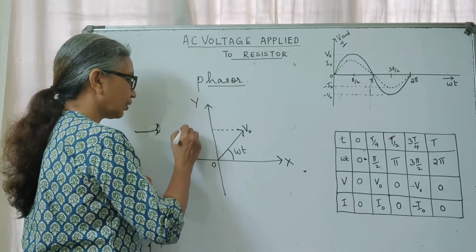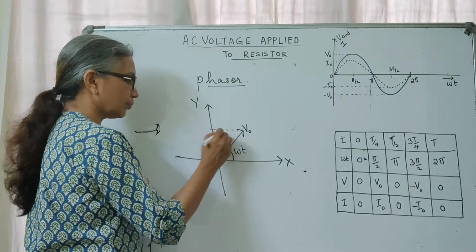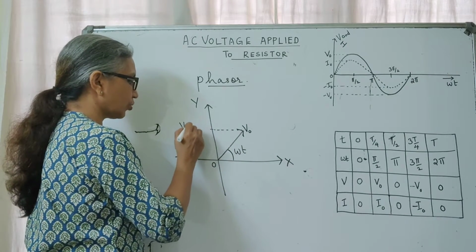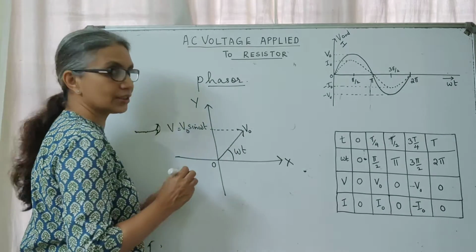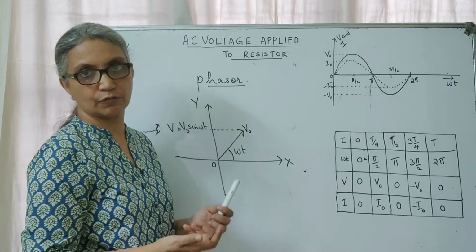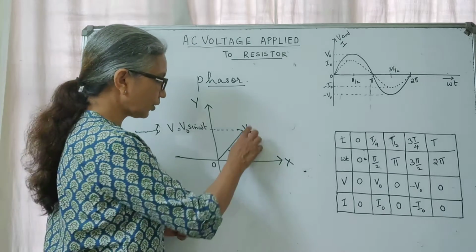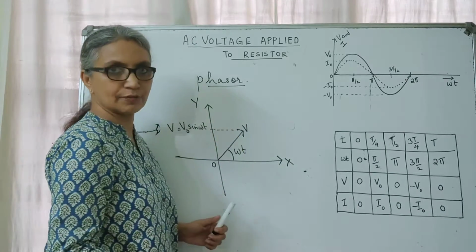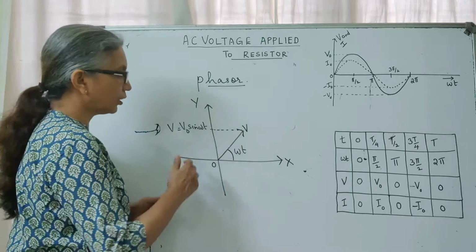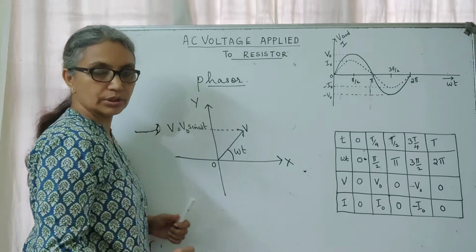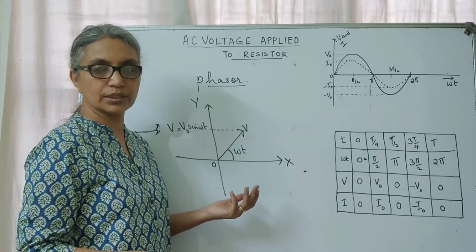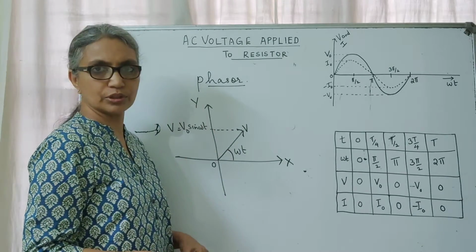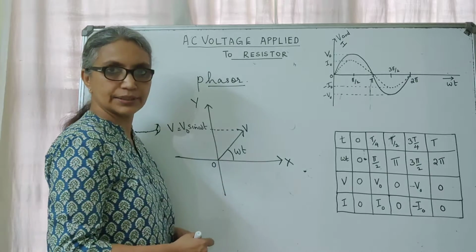So this will be the peak value, the projection will be given as V0 sine omega t, which is the instantaneous value of the voltage V. So this is a phasor that represents voltage. And you also know in this circuit, the current would have also covered the same angle omega t, just as the voltage in that time interval t.